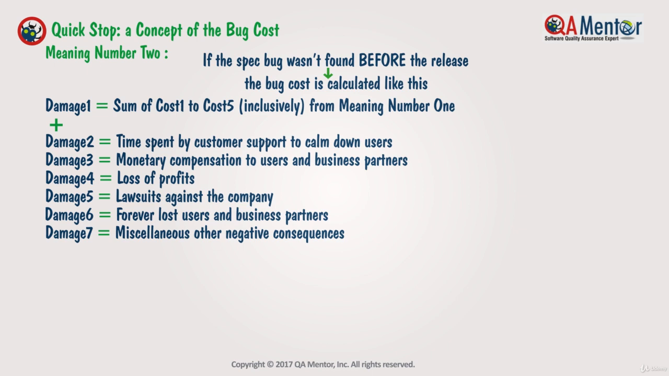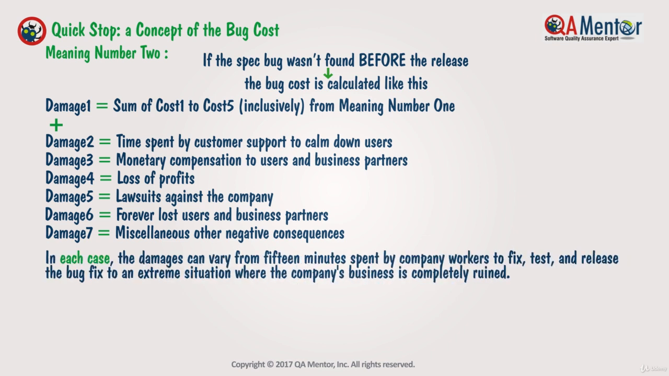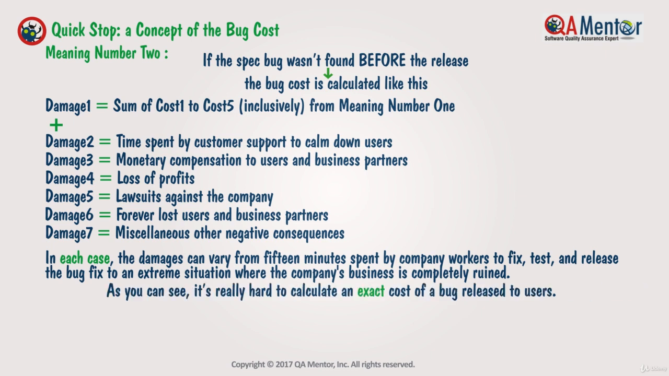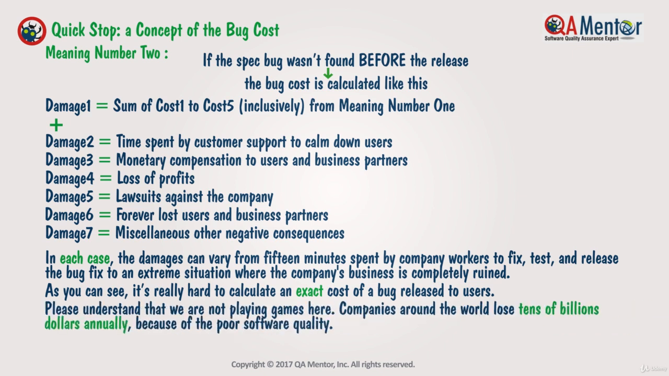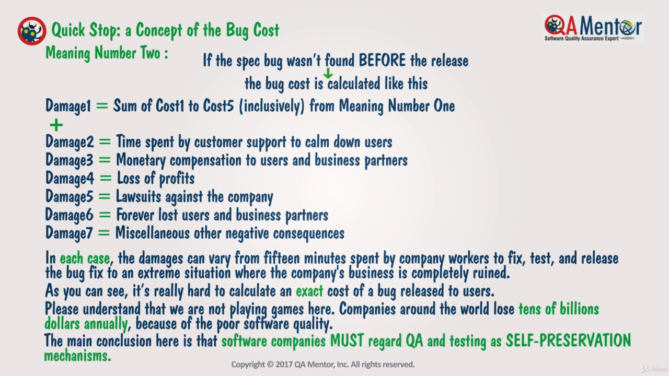This is just an example. In each case, the damages can vary from 15 minutes spent by company workers to fix, test, and release the bug fix, to an extreme situation where the company's business is completely ruined. As you can see, it's really hard to calculate an exact cost of a bug release to users. Please understand that we are not playing games here. Companies around the world lose tens of billions of dollars annually because of poor software quality. The main conclusion here is that software companies must regard QA and testing as self-preservation mechanisms.